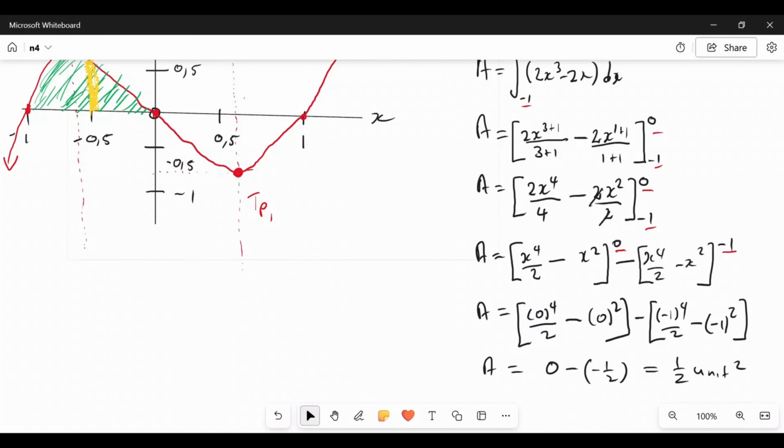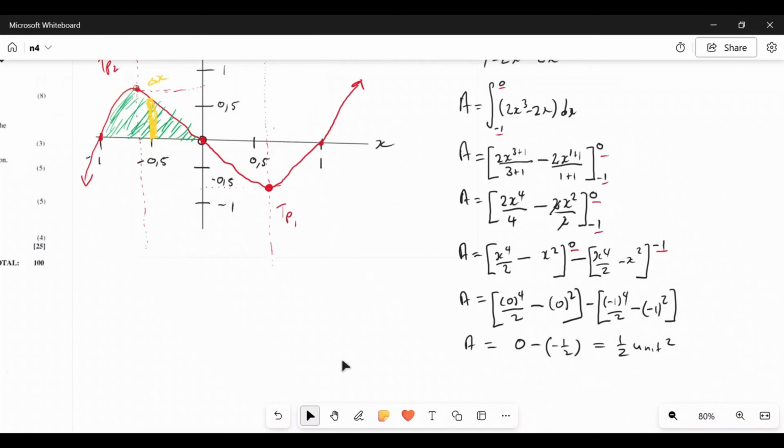So I hope you guys managed to understand this. It required you to understand the indefinite integrals and limits as well. If you didn't understand the indefinite integrals and limits, then you're going to be struggling with this question. But basically, this is how we do this question.